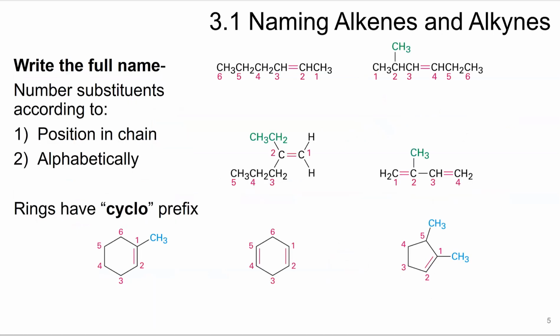Then we write the full name. So you number substituents according to the position in the chain and then list them alphabetically. So this structure here, it's numbered from right to left. Double bond starts at 2, which is where you put the number. So this is 2-hexene. The one that we saw in the last slide is 2-methyl-3-hexene. And you list the location of the double bond right before you have the hexene. So notice that it has the -ene ending there for alkene.